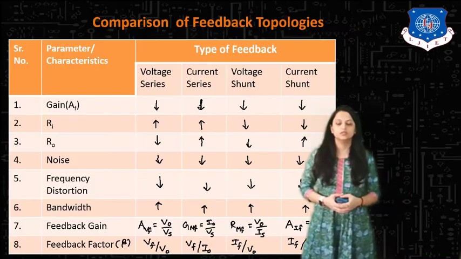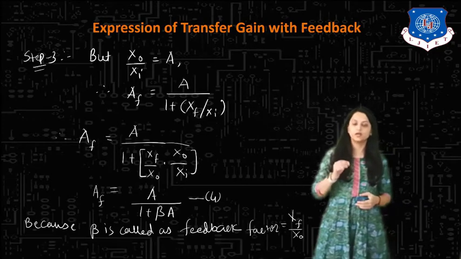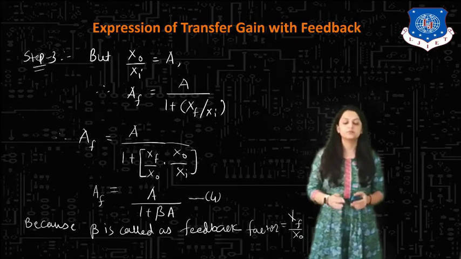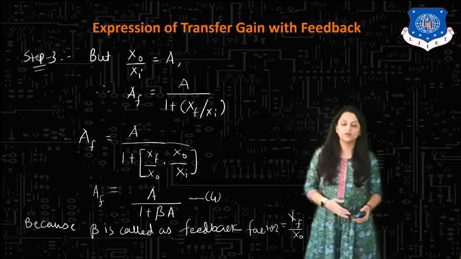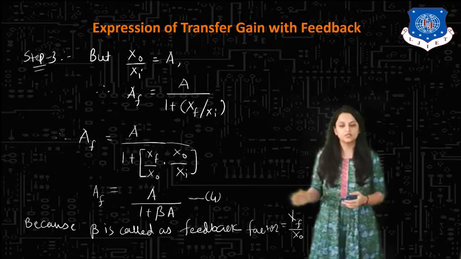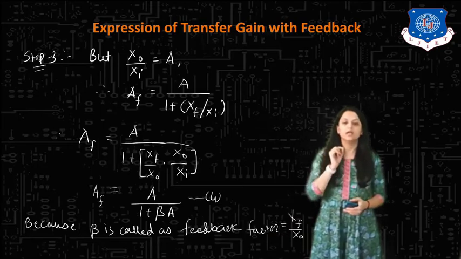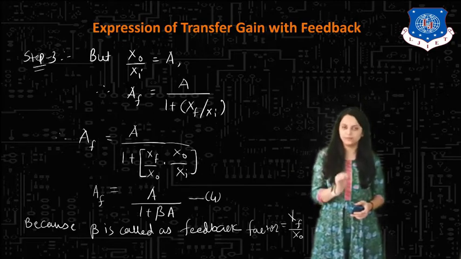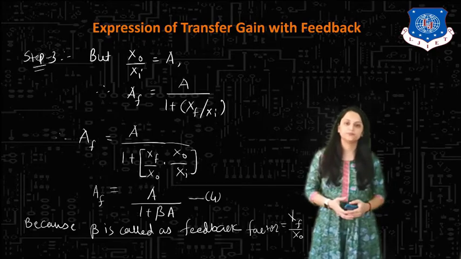So this was the equation for transfer gain with feedback. Again, I am saying it is given as A upon 1 plus beta A. Sometimes examples from this formula may come. You will be given the value of amplifier gain and the feedback factor, and you need to place the values in the equation to get the amplifier gain with feedback. So again I am repeating, AF, that is transfer gain with feedback, is given as A, amplifier gain, divided by 1 plus beta, feedback factor, into amplifier gain A.